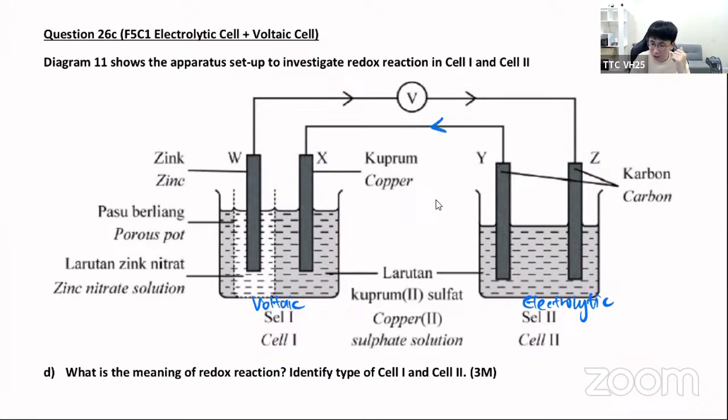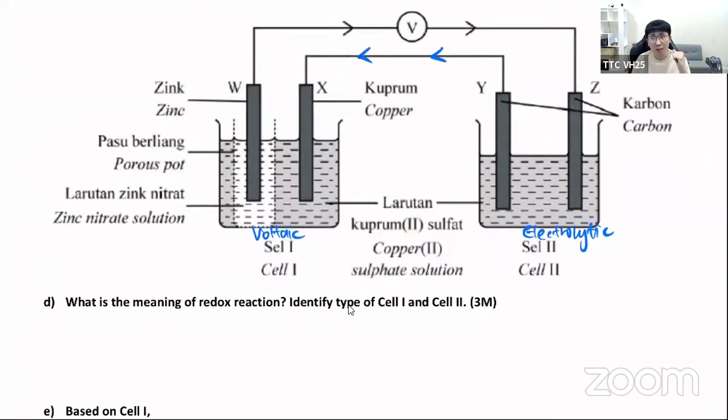Let's try, see what you can do. First of all, what is the meaning of redox reaction? And then what is the type of cell for cell 1 and cell 2? So guys, what is redox reaction? The definition is very simple. Redox reaction means that oxidation and reduction occur at the same time, or you can say occurring simultaneously.